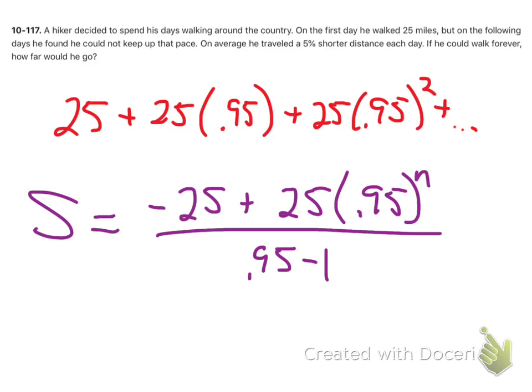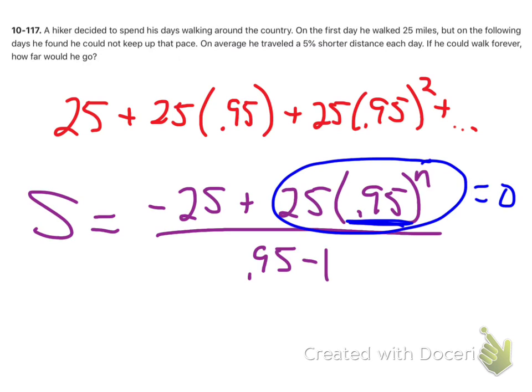Now, when it's an infinite series and our multiplier is less than 1, this ends up equaling 0. We start putting in large values of n, a couple hundred, thousand, million, that ends up being 0. So as n goes to infinity, that part becomes 0, which means that all of this equals 0.